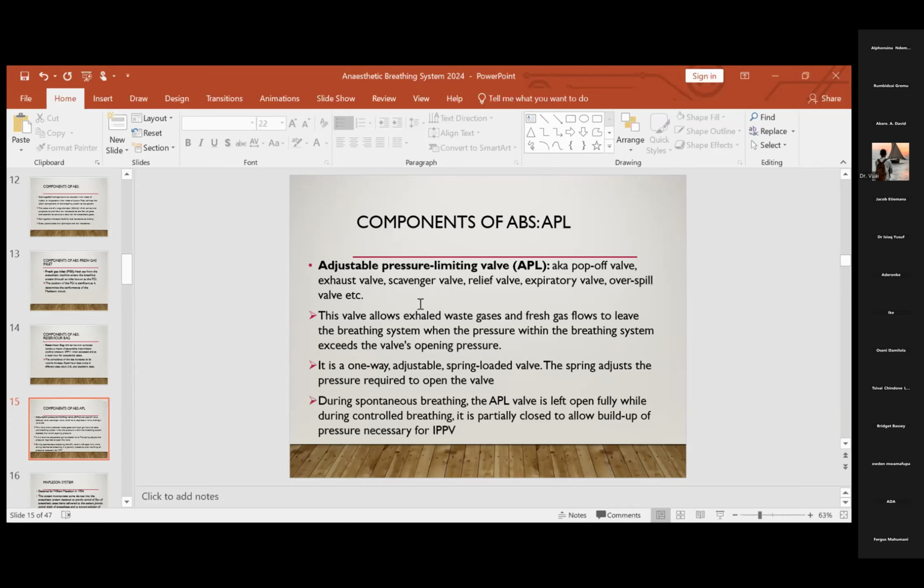Know that it's a one-way valve and it's adjustable. The pop-off is spring-loaded, so the spring adjusts the pressure required to open the valve. Another very important thing about the APL is that during spontaneous breathing, the APL valve should be left fully open to reduce resistance to breathing by the patient. While doing controlled breathing, it is partially closed to allow buildup of pressure, which is necessary to generate your intermittent positive pressure ventilation.